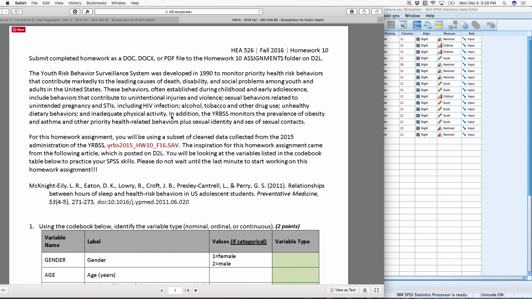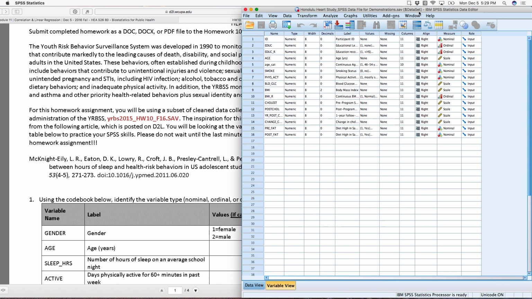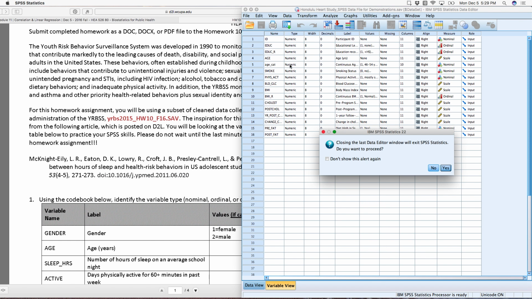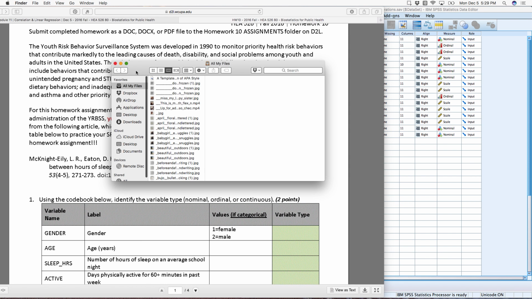D12. So if you want to open it and you can fill in your answers now while we're doing this, that way you have it done and you don't have to do this part later. Ooh, excitement. So what you want to do is download that YRBS 2015 data file and open that up.